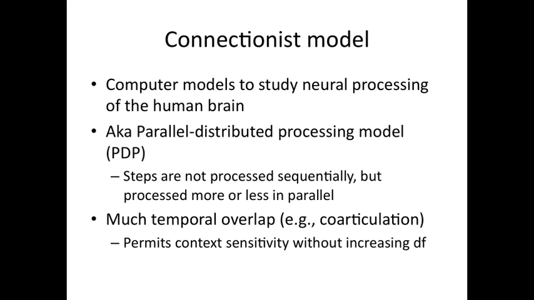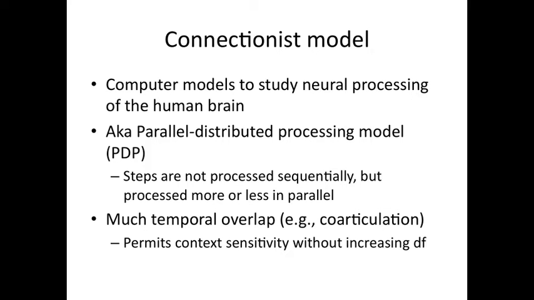Okay. So the connectionist model is one model where we use computer models to study neural processing of the human brain. This is a well-studied model. The connectionist model is a broad model, and there are lots of other sub-models that fall under it. But I'm just going to talk broadly and give you one classic example of the connectionist model.